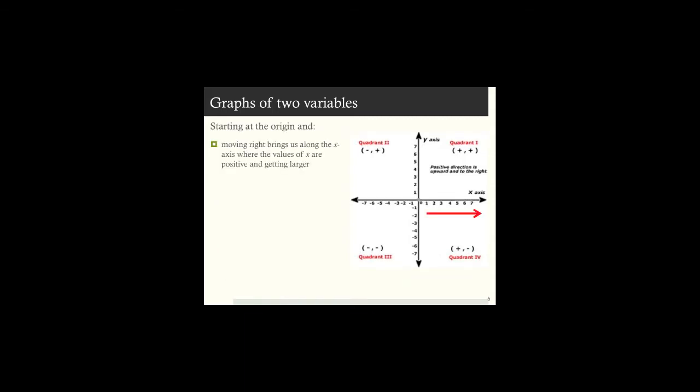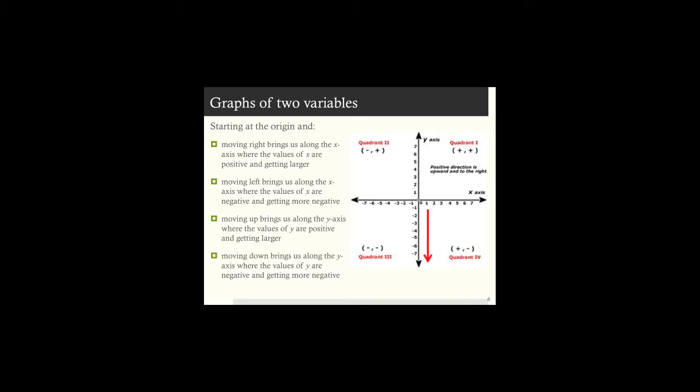So starting at the origin and moving right brings us along the x-axis, where the values of x are positive and getting larger. So you see here 0 to 1 to 2 to 3 and so on. Starting at the origin and moving left brings us along the x-axis, where the values of x are negative and getting more negative. So from -1 to -2 to -3 and so on. Starting at the origin and moving up brings us along the y-axis, where the values of y are positive and getting larger. And finally, starting at the origin and moving down brings us along the y-axis, where the values of y are negative and getting more negative.